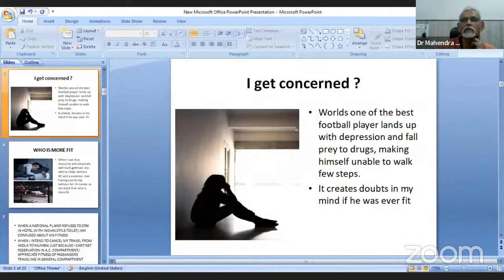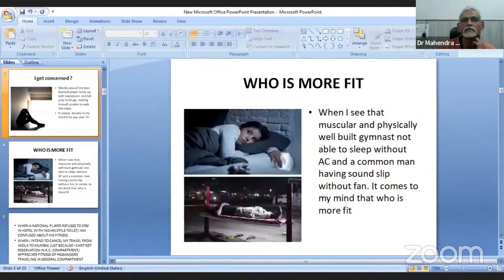I get concerned when one of the world's best football players lands up with depression and falls prey to drugs, making himself unable to walk a few steps. It creates doubts in my mind if he was ever fit. When I see a muscular and physically well-built gymnast not able to sleep without AC, and a common man having sound sleep without a fan, it comes to my mind who is more fit.